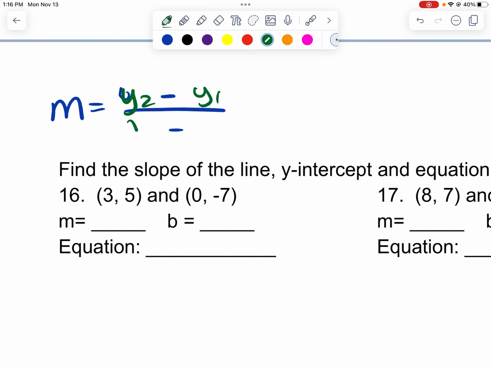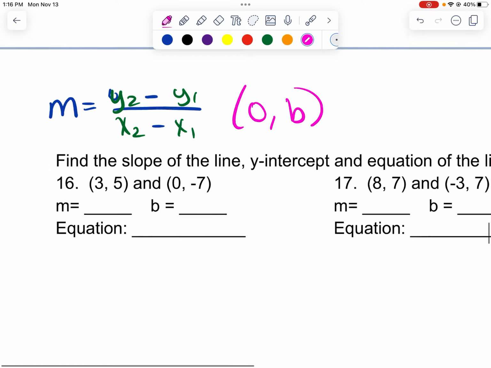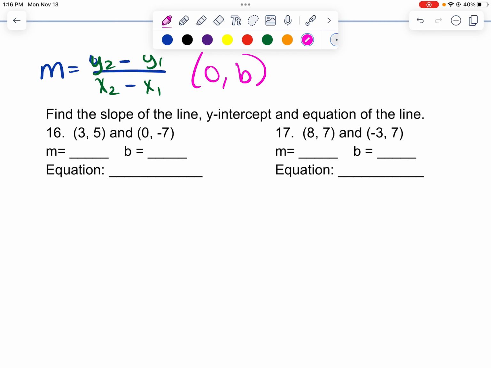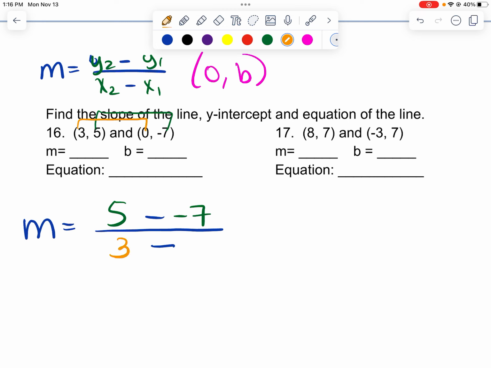Y2 minus y1 over x2 minus x1. And then the y-intercept is b. Okay, so if I look at this first one and I find the slope, I'm going to subtract my y values. So 5 minus negative 7 over subtracting my x values, 3 minus 0. If I subtract those, remember this turns into a plus sign. That's 12 over 3, which gets me 4. So 4 is my slope.